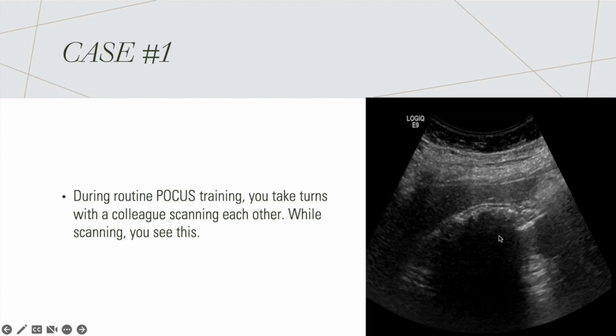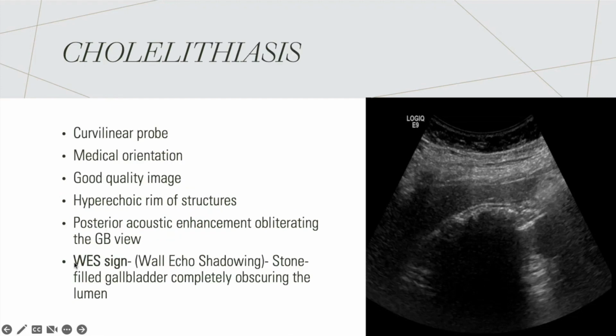So knowing that you were doing the exam and you used the RUQ technique when you were examining this patient, you know that this is the gallbladder. And so this is an interesting finding, actually. So this is representing multiple gallstones lining the gallbladder. So this is something called the WES sign, actually. So this is wall-echo-shadow. So this is a stone-filled gallbladder completely obscuring the lumen.